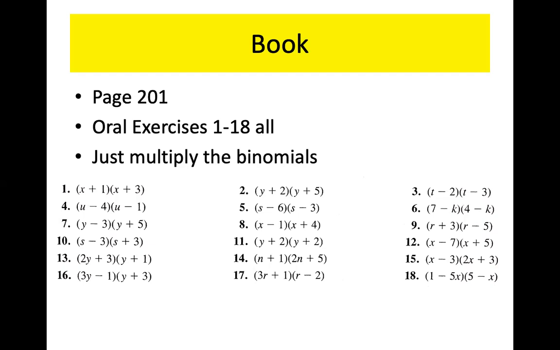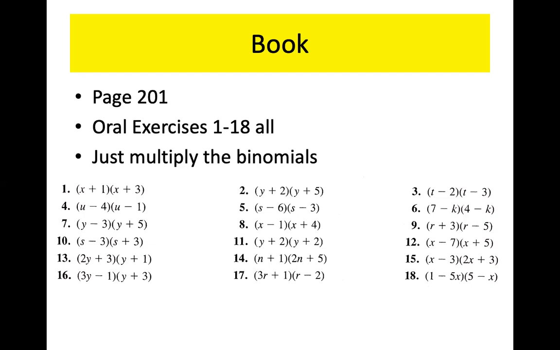Negative 5x times negative x. We're multiplying, we're not adding. What's a negative times a negative? What's 5 times 1? 5. What's 6 times x? So we get plus 5x squared. Remember, this one's written backwards. That's why it looks backwards.